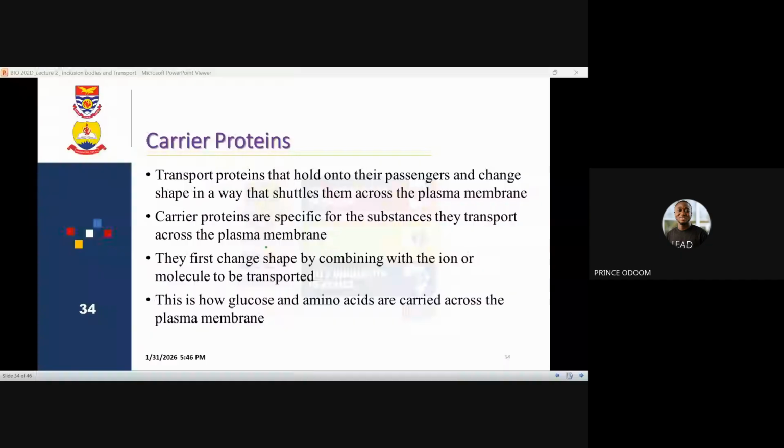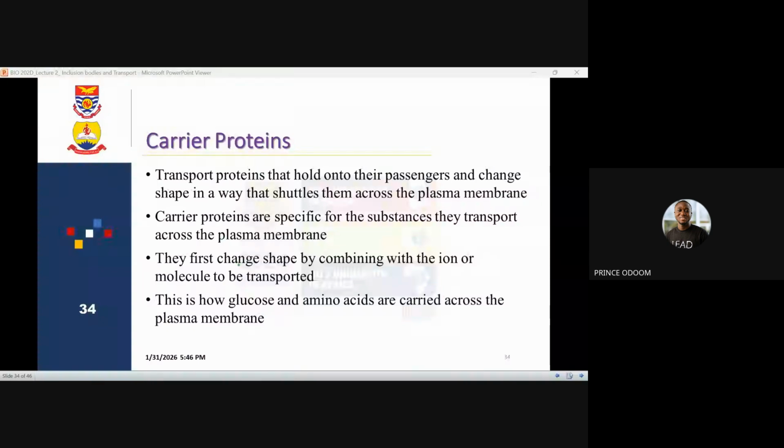So if I am star-shaped and the gate is round, I have to be round to be able to pass through the gate. And so I have to attach myself to a protein that will change my shape to a round shape so that I'll be able to pass through the round membrane. And that is the duty of the carrier protein. They hold onto the passengers and change the shape in a way that shuttles them across the plasma membrane. Shuttle means moves them. Carrier proteins are specific for the substance they transport across the plasma membrane.